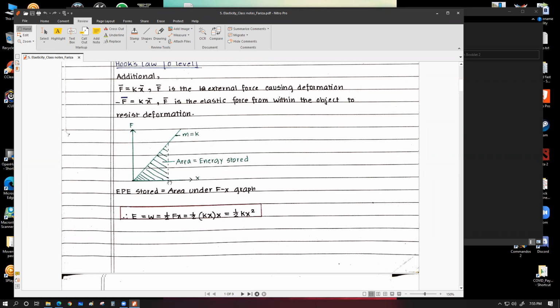So area should be adjacent to the deformation axis. This is really important because it will be useful later for a certain type of mathematics, which I will show a bit later. So EP stored is given by area under the fx graph. So E equals to W equals to half fx. This is basically a triangle. So equals to half into kx into x equals to half kx squared. So this is the expression that we use to calculate the amount of energy stored within a specimen.